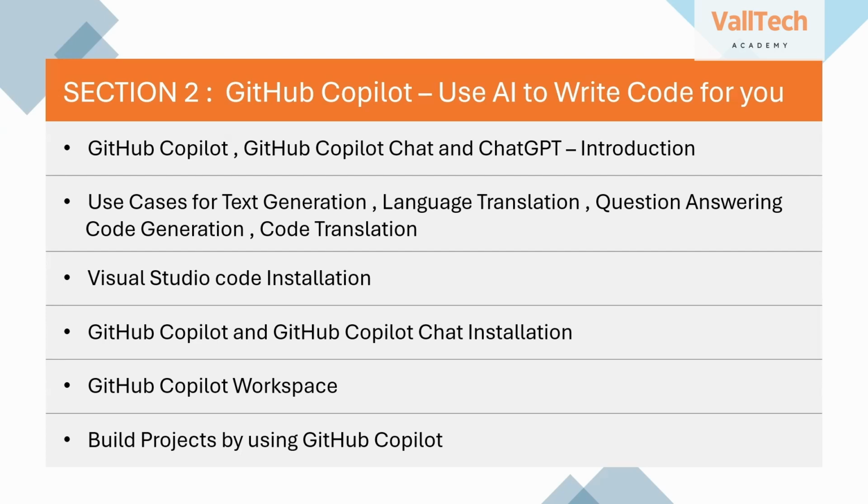GitHub Copilot is a tool developed by GitHub in collaboration with OpenAI. What is GitHub? GitHub is a platform where developers can collaborate on projects by sharing and managing code. It is like a social network for programmers. Developers can create repositories and folders to store their code and track the changes made by themselves and others, and they can work together on that project. So that is GitHub.